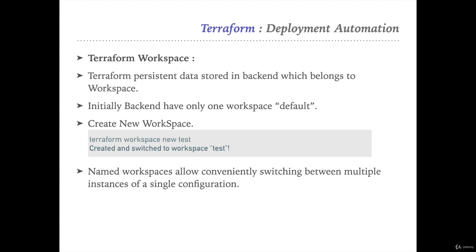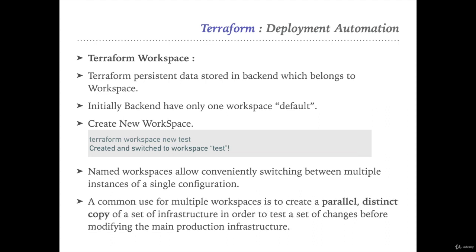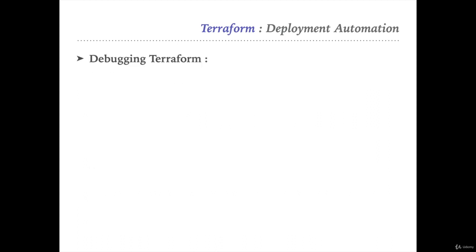As I mentioned, named workspaces allow conveniently switching between multiple instances of a single configuration. As we have discussed, the common use of multiple workspaces is to create parallel and distinct copies of a set of infrastructure in order to test a set of changes before modifying the main production infrastructure. We are already aware of the Terraform state file, so I'm not going to discuss the state files again and again. We are moving to the next topic, which is debugging in Terraform.